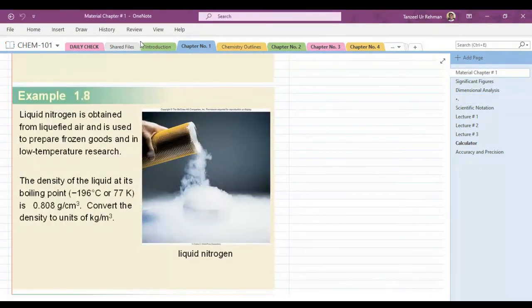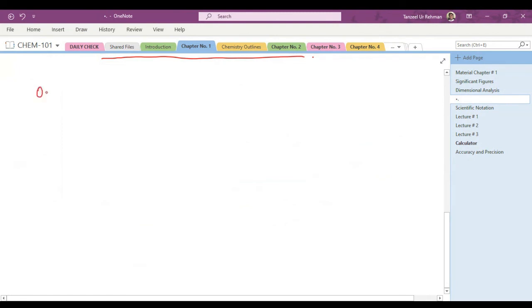So the next example is: liquid nitrogen is obtained from liquefied air and is used to prepare frozen goods and in low temperature research. The density of the liquid at its boiling point is 0.808 gram per centimeter cube. Convert the density to units of kilogram per meter cube. So here we are given 0.808 gram per centimeter cube. Convert this gram per centimeter cube to kilogram per meter cube.